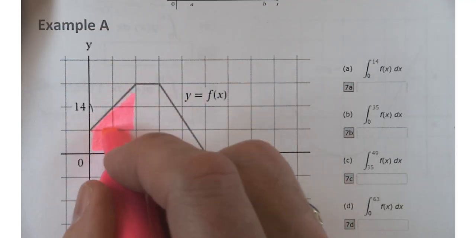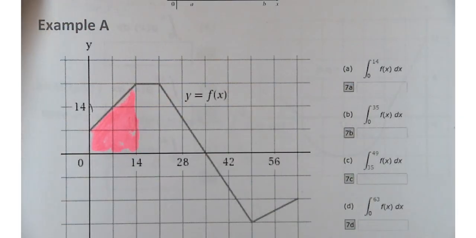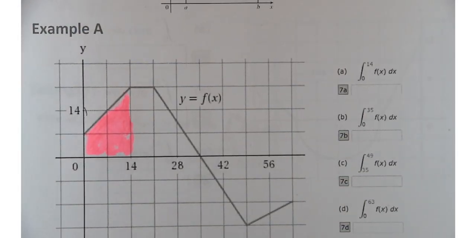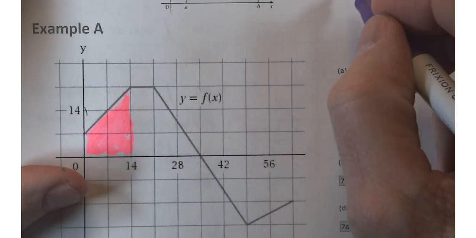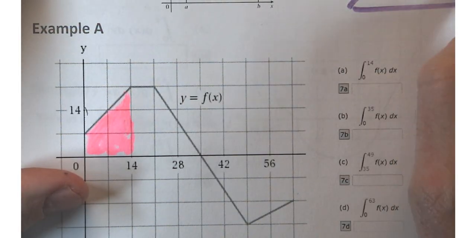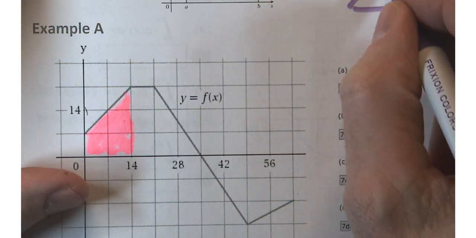Now we don't need any fancy calculus to find this area. What can we do to find that area? Any suggestions? Well, it's kind of the area of a trapezoid. And let me remind you of the formula for the area of a trapezoid. So we've got base 1, base 2, and a height.